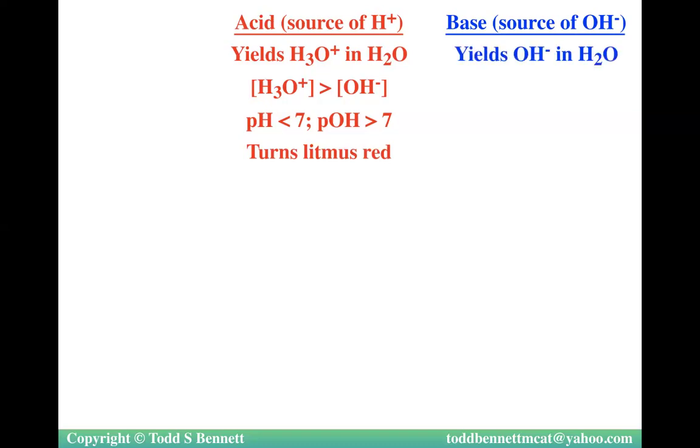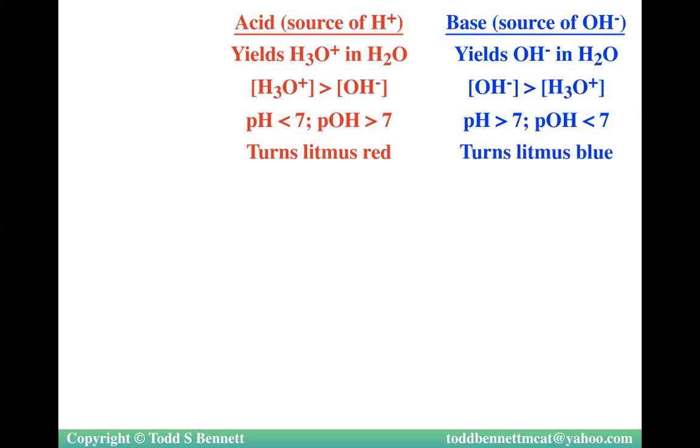Base yields hydroxide when added to water. So again, that's the Arrhenius definition, generates hydroxide in water. That results in a solution that's rich in hydroxide, causing the pH to be greater than 7, the pOH less than 7, and as mentioned, turns litmus blue.